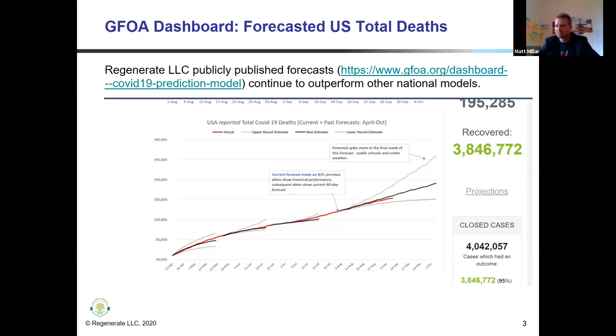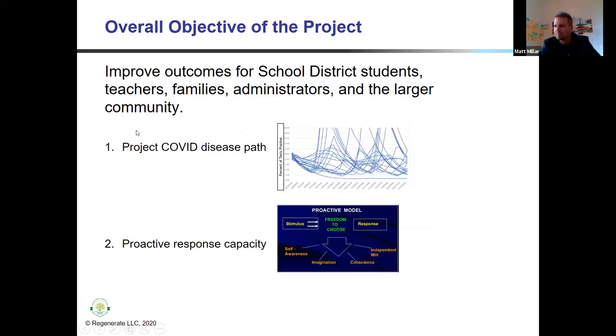Matt, let's go to the next slide. So with the overall objective, I've been working with the Fort Atkinson School District, and the overall objective was pretty broad, really. Just improving outcomes for not only students and teachers, but the families, the administrators, making administrators' lives easier, helping them achieve their objectives, and the larger community, right? This is an issue that involves or potentially involves public health. So projecting COVID, that's what I've done this year, a lot of what I've done. And then building a tool that has a proactive response capacity.